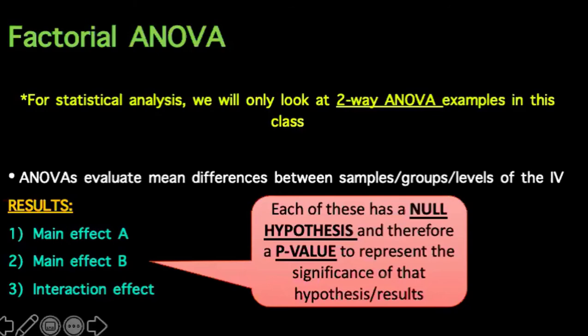So this is why we stick to two-way ANOVAs, because if you have a three-way ANOVA, you actually end up having 7 results that you look at, because you would have one main effect for each independent variable, as well as the pair comparison between each independent variable, as well as a three-way effect. So you can see it gets really complicated really quickly. So two-way is plenty for our class, okay?